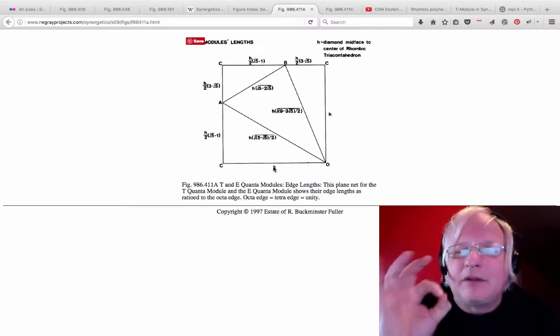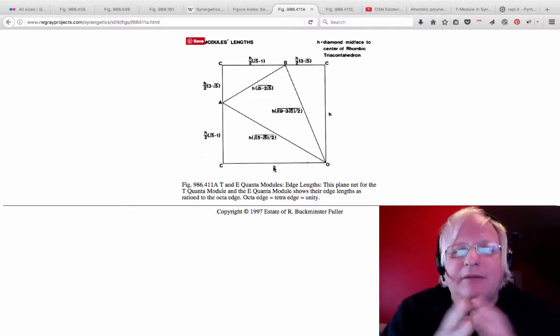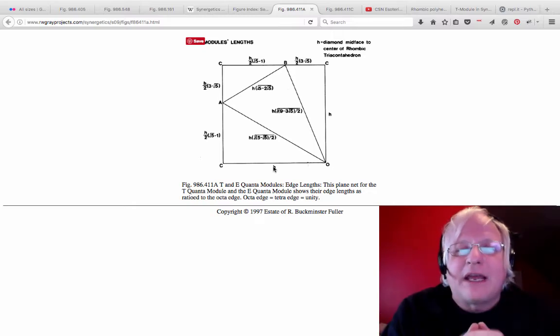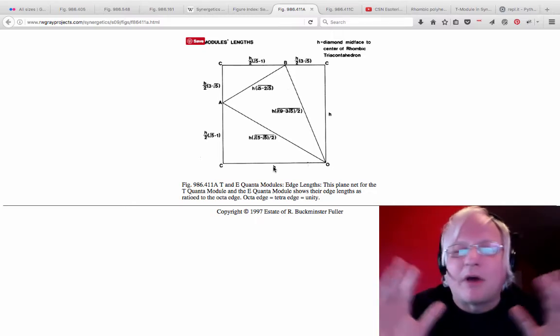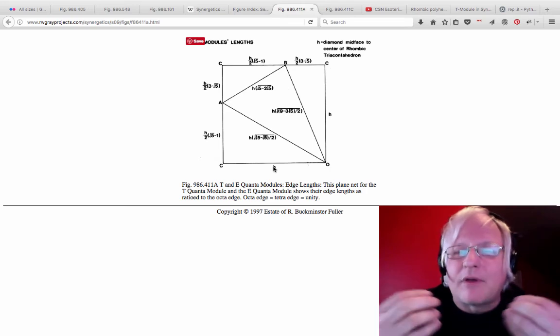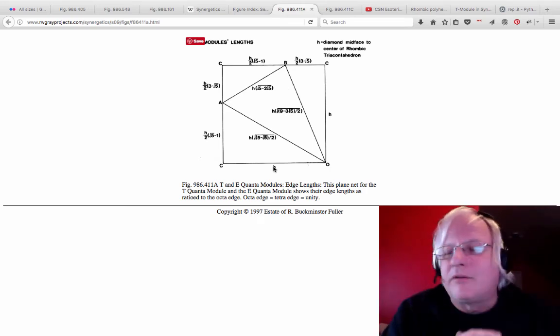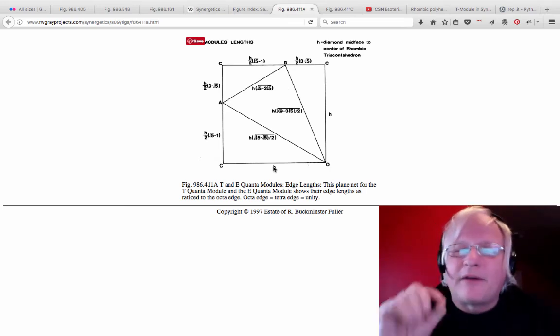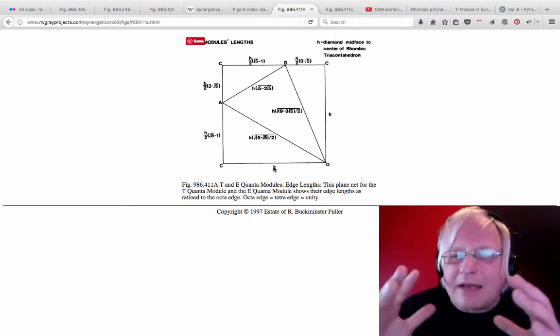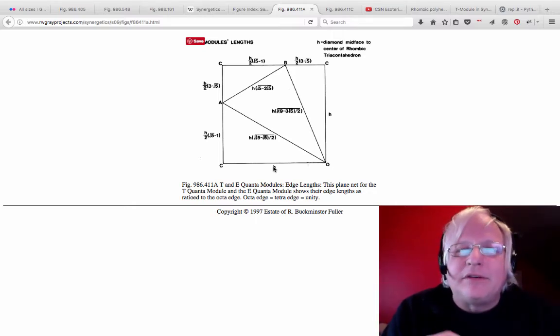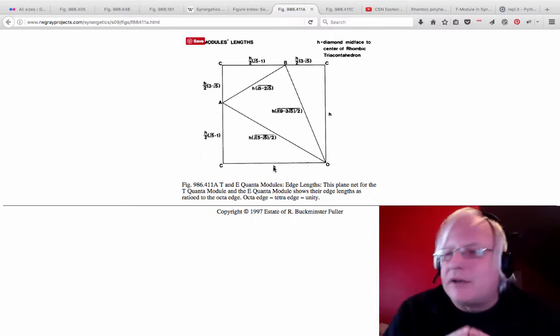And to make the rhombic triacontahedron exactly 5, that h can't be 1. That gives us the E modules, and that gives us the rhombic triacontahedron that's a little bit greater than 5. I say 5 plus. So if we want exactly 5, then we need to use this number h. Now, what is that number? Well, let's go ahead and scale it up.